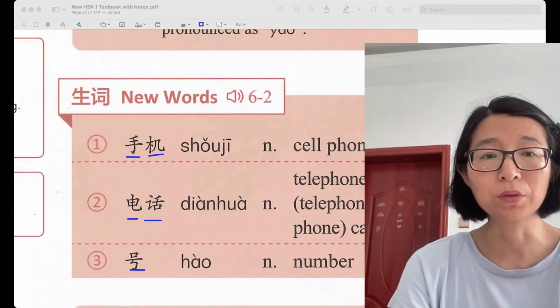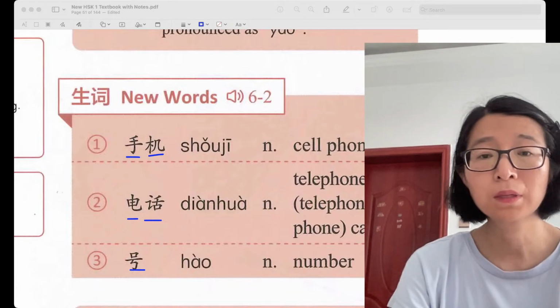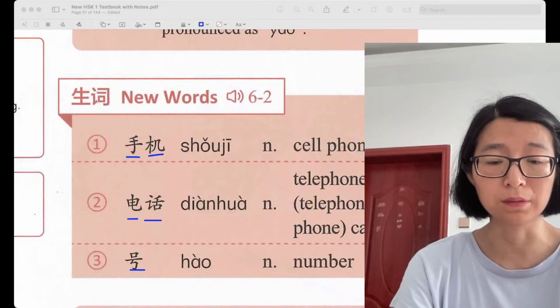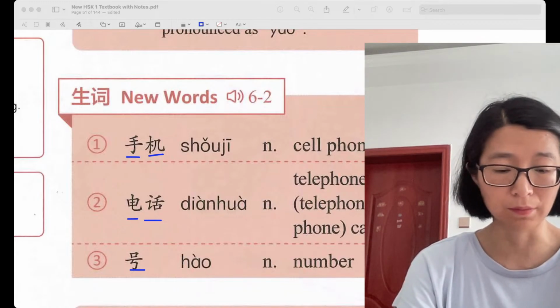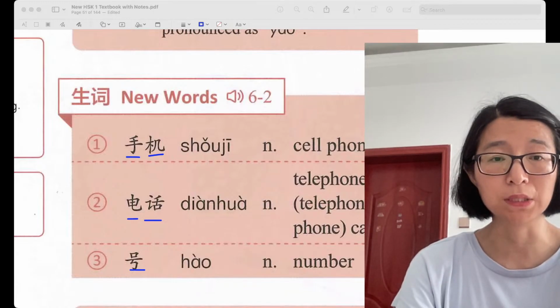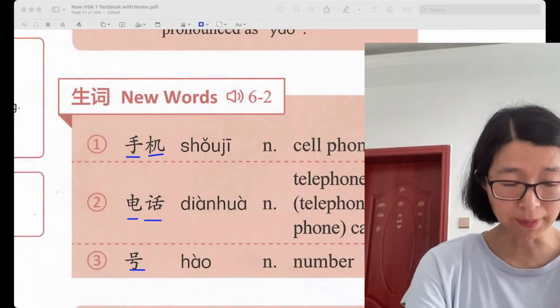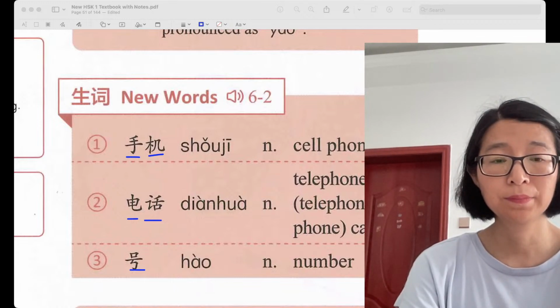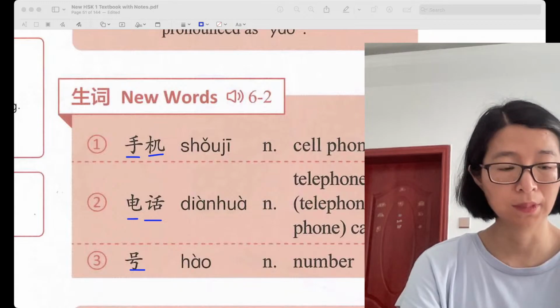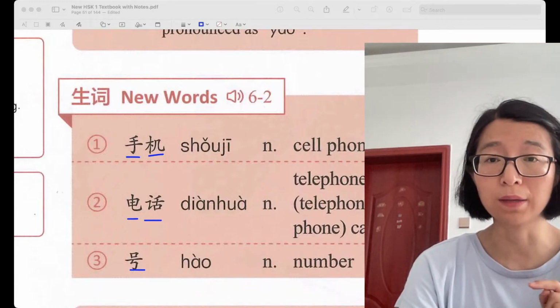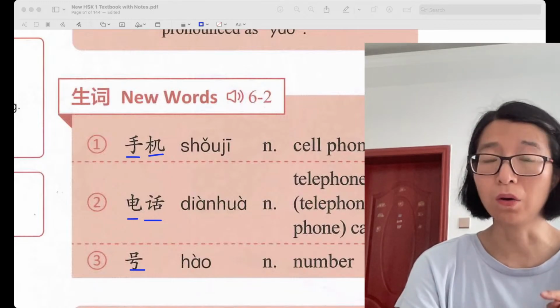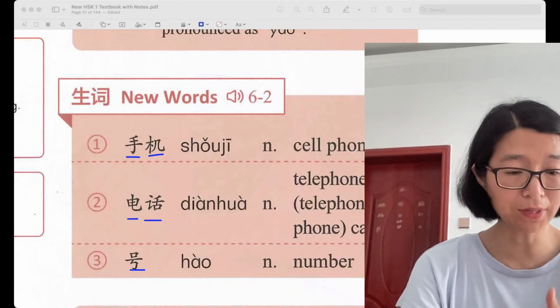Now guys, I'm going to show you the audio, so you can hear the audio and follow the audio. Okay, so that is a way to practice your pronunciation. 手机. Okay, repeat. 手机. 电话号. Great, 很好.